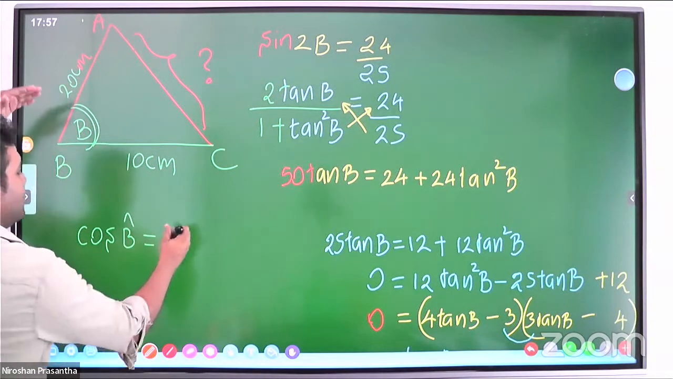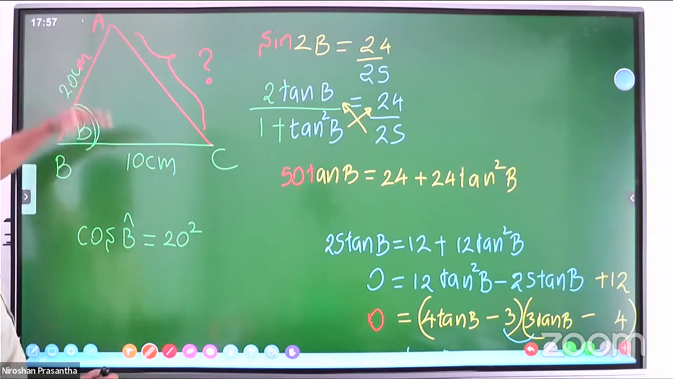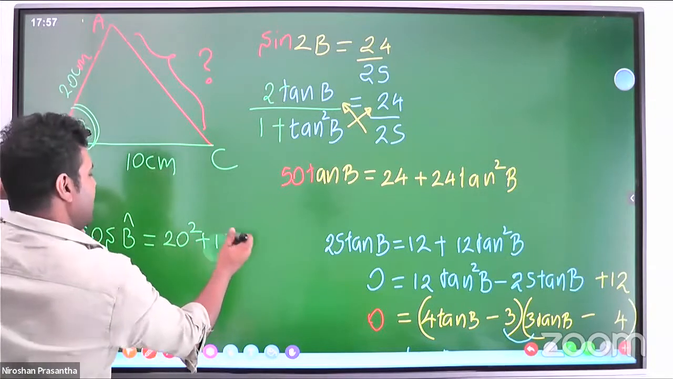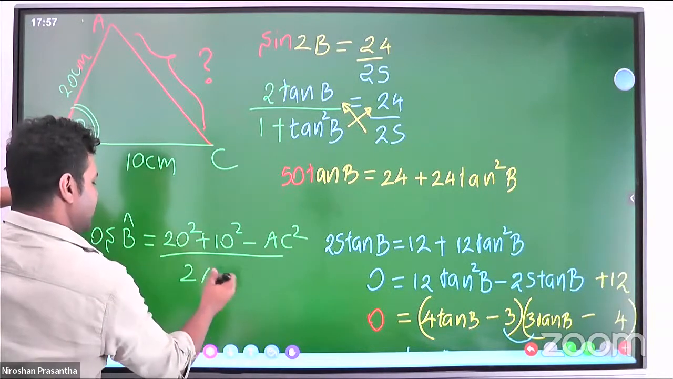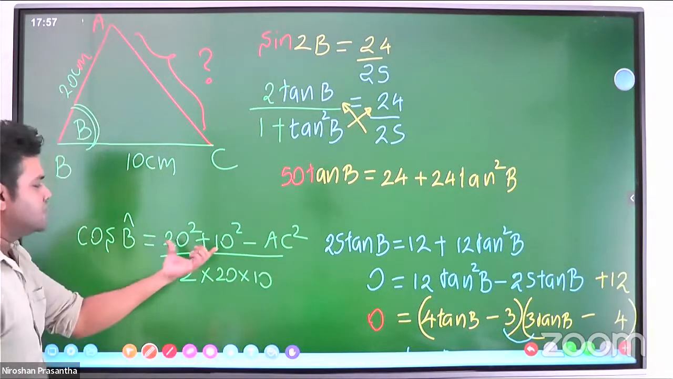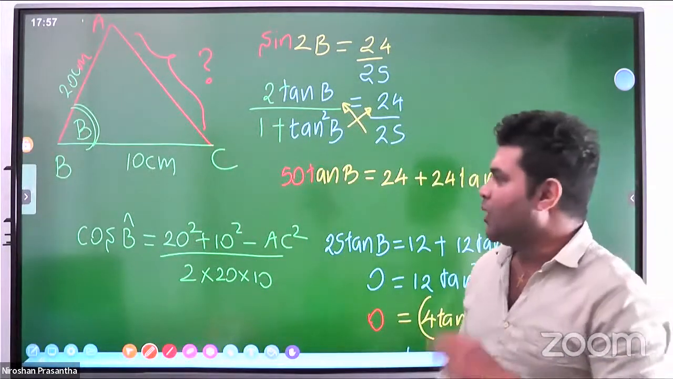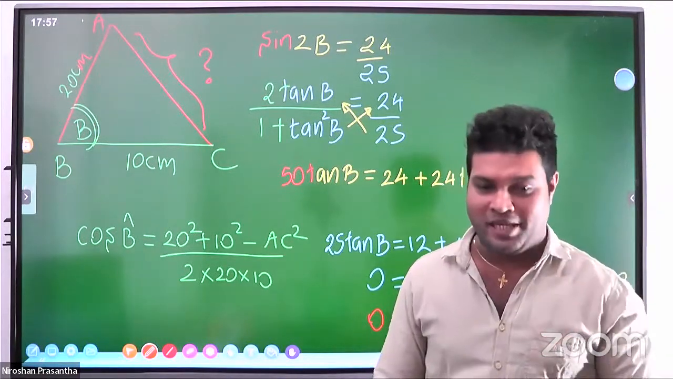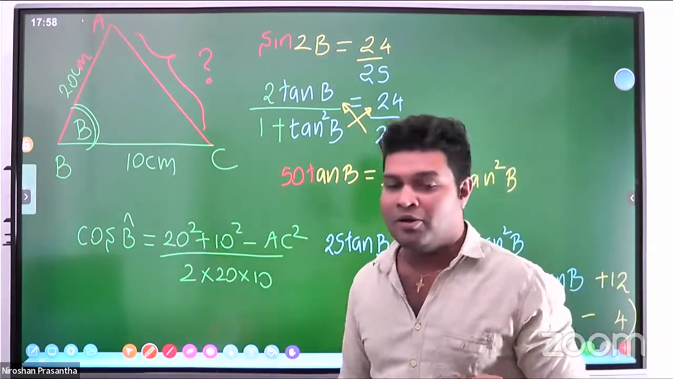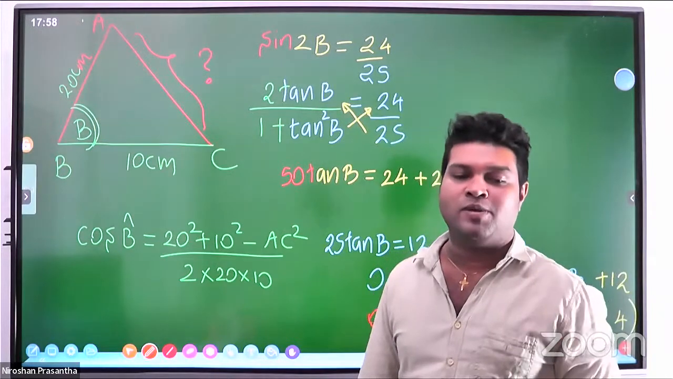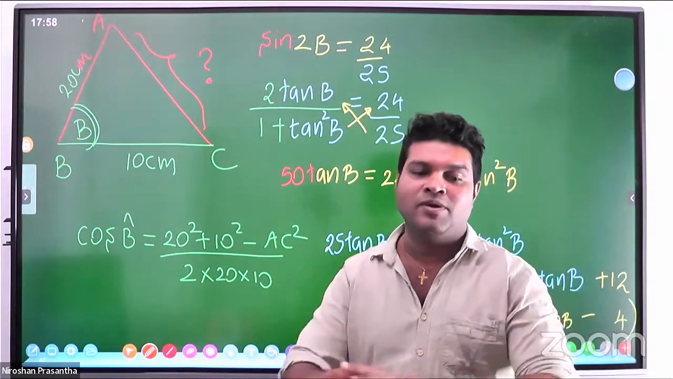I have written 20 square. Look at this board. Cos B, because B has two sides beside it, the adjacent sides, 20 square and 10 square, and subtract the opposite side square, AC square, over 2 times 20 times 10. These first two terms are written below that 2 times. So cos B. But the problem is you have to find out cos B. Now when tan B is 3 over 4, there will be a cos B value. When tan B is 4 over 3, there will be another cos B value. In these two cases, there will be two values for AC. Now the answer will be complete.